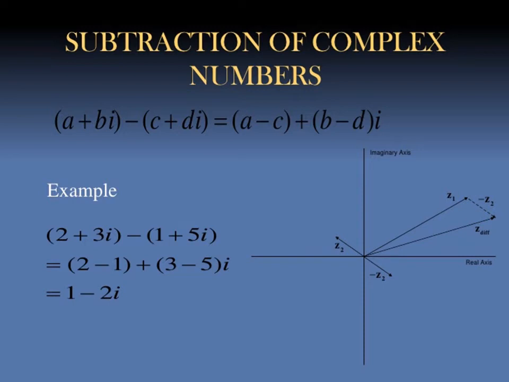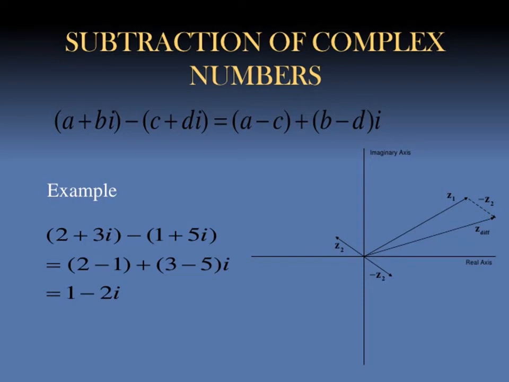2 minus 1 is equal to 1, and 3 minus 5 becomes minus 2. Therefore, the middle sign becomes minus, and minus 2i. And lastly, what do we get after the subtraction of two complex numbers? It becomes itself a new complex number. I will explain the subtraction of the two complex numbers with the diagram. The real line means the x-axis and the imaginary line means the y-axis.